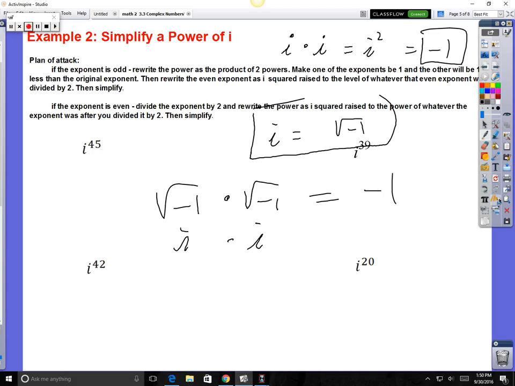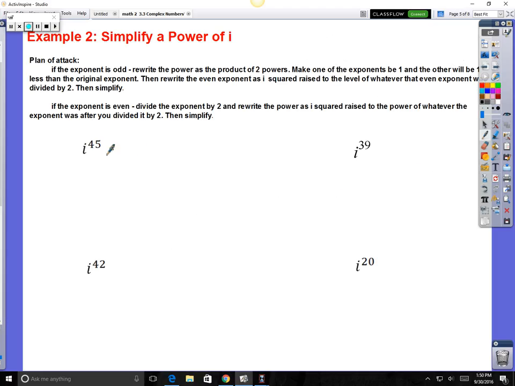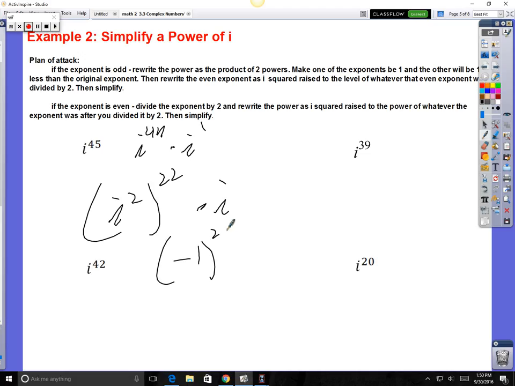So if you got 45 of them, the question is this: how many of these squares are there? I'm going to rewrite 45 as I to the 44 times I to the 1. And I know I to the 44 is 22 squares. And I know I squared is a negative 1. So negative 1 to the 22 power times I. That negative 1 times itself 22 times is a positive 1. And a positive 1 times I is I.